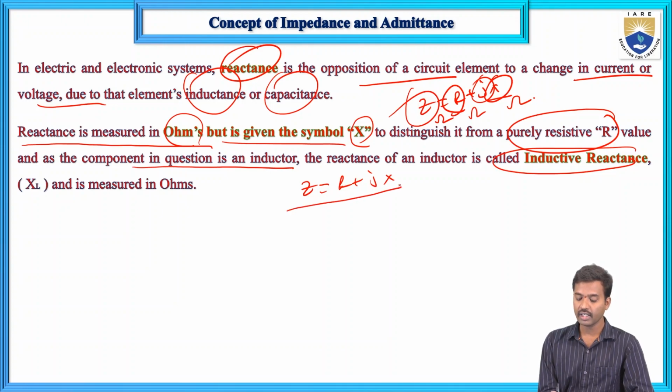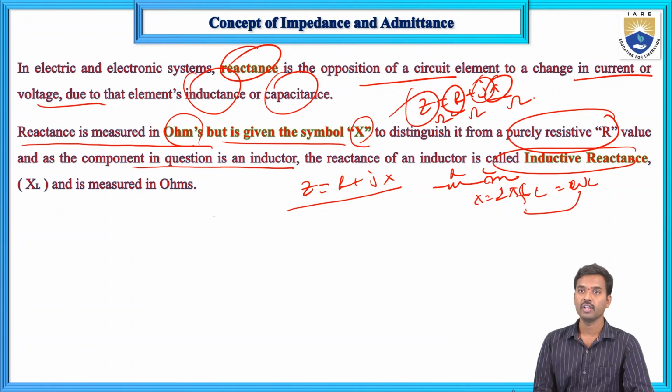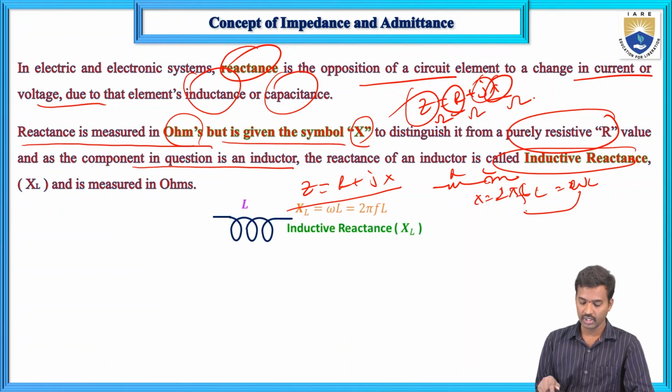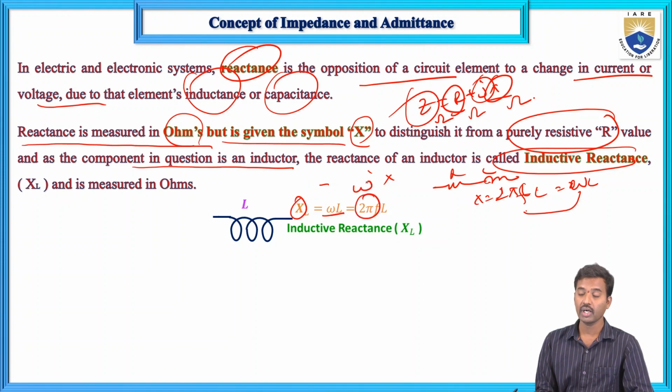If it is an RL case, this is R and there is also inductance. So X equals 2 pi FL, that equals omega L, where omega means 2 pi F. So this is the inductance: XL equals omega L, or 2 pi FL. So this is inductive reactance.